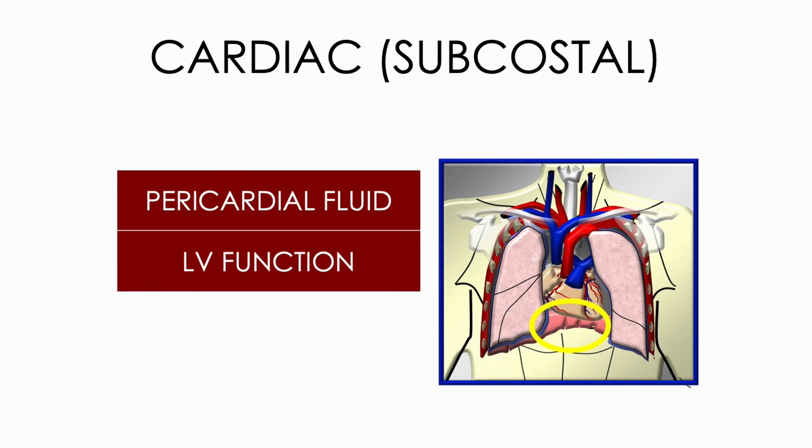The last FAST view that we will discuss is the cardiac subcostal view. The subcostal view of the heart can provide the following information: if a pericardial effusion is present, and we can take a look at the overall function of the left ventricle.